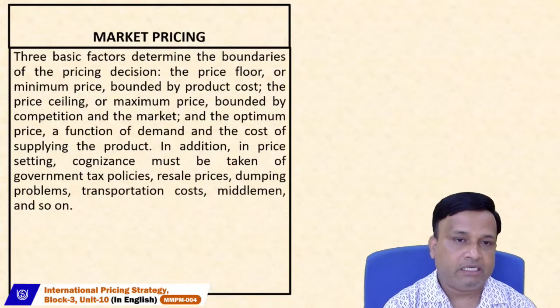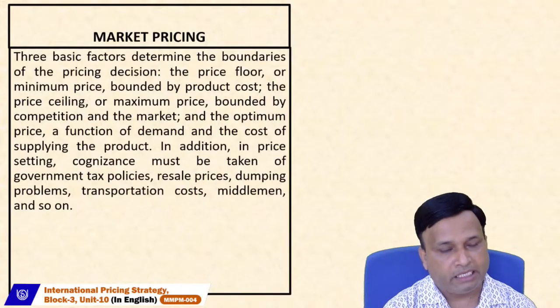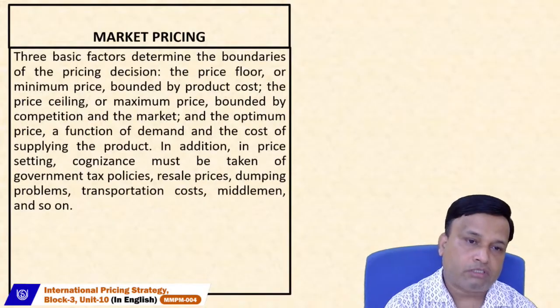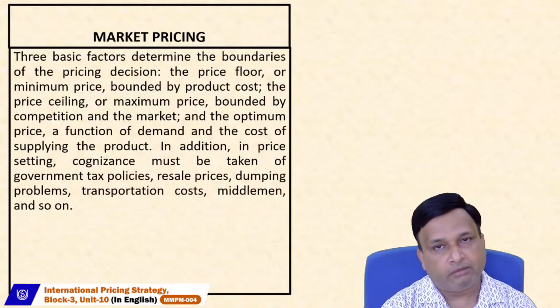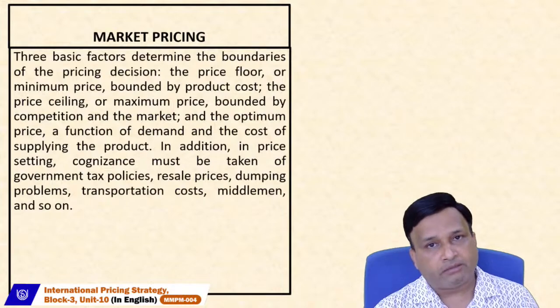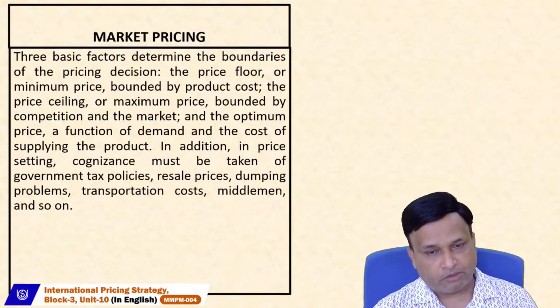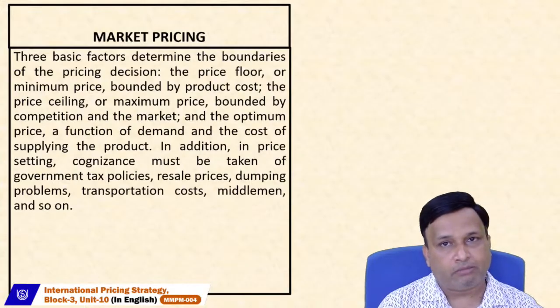The market pricing is decided by the cost of production and selling price, but cognizance must also be taken of government tax policies, resale, and dumping. What is dumping? Some countries, when the international product reaches the decline stage, start dumping. China is famous for dumping. What exactly do they do? They sell the product below the price prevailing in the domestic market.